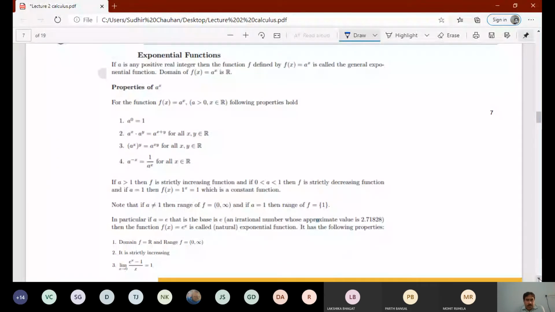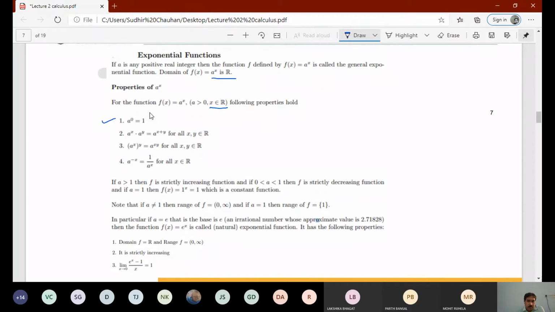Now we come to the exponential function. If a is any positive real number, then the function f defined by f(x) is equal to a raised to power x is called the general exponential function, where the domain of f(x) is R. Now for the function f(x) is equal to a raised to power x, where a is greater than 0, x belongs to R, the following properties are there.